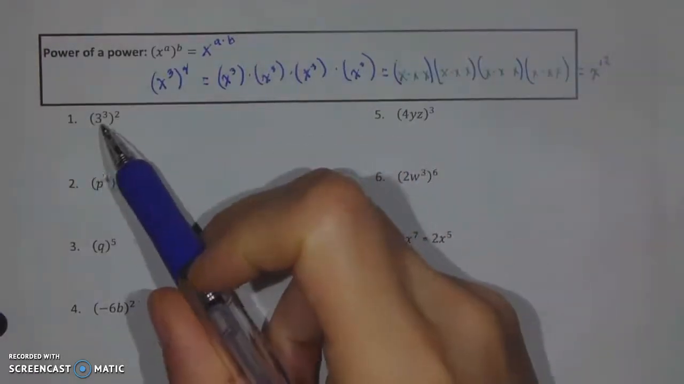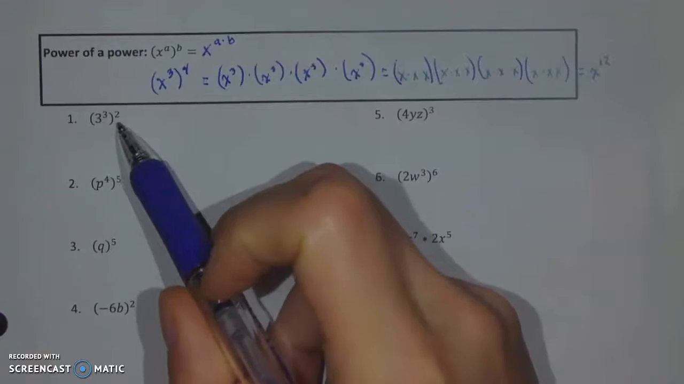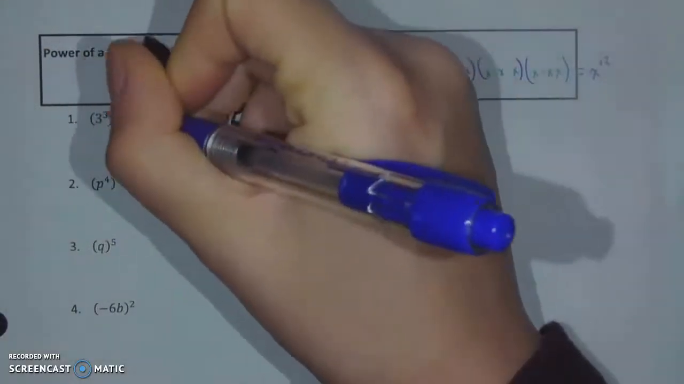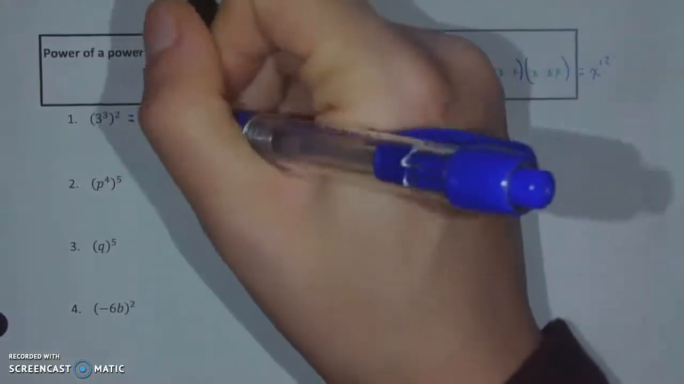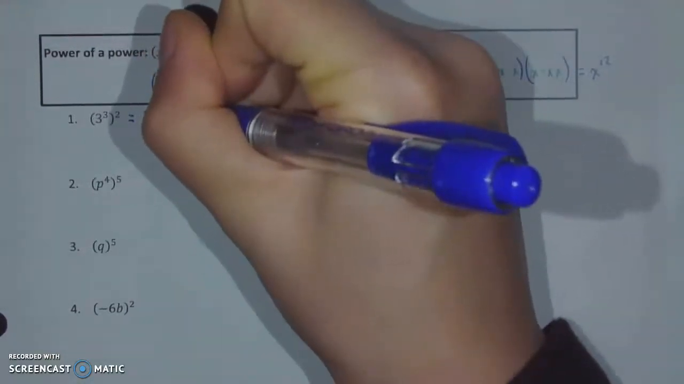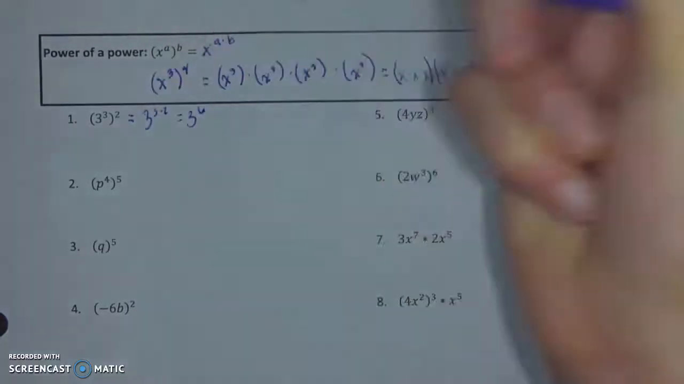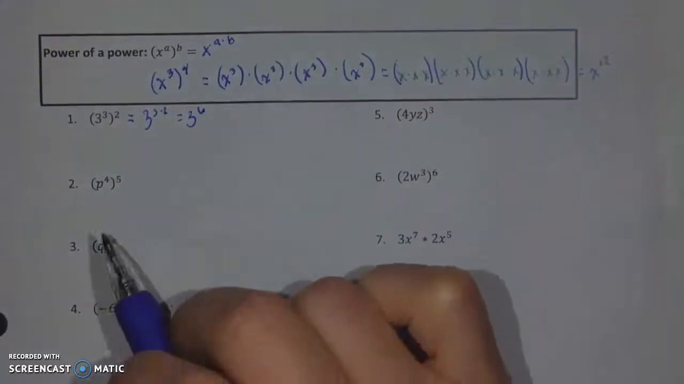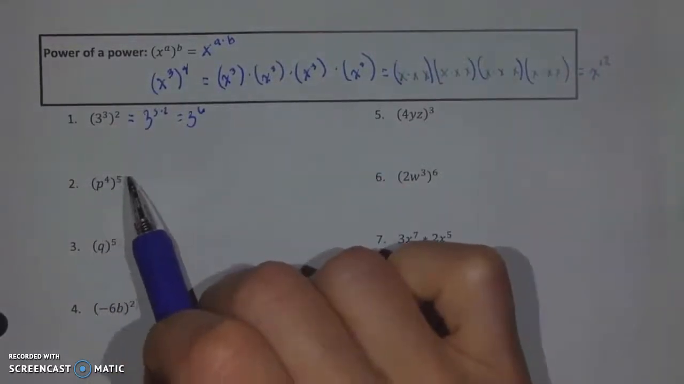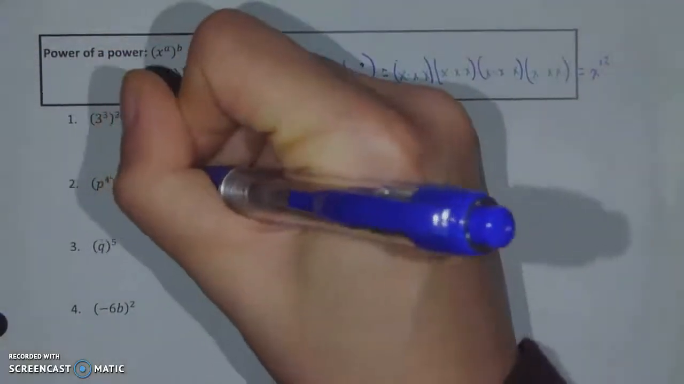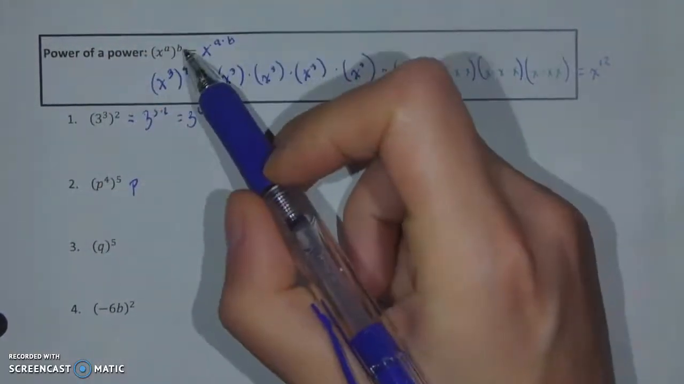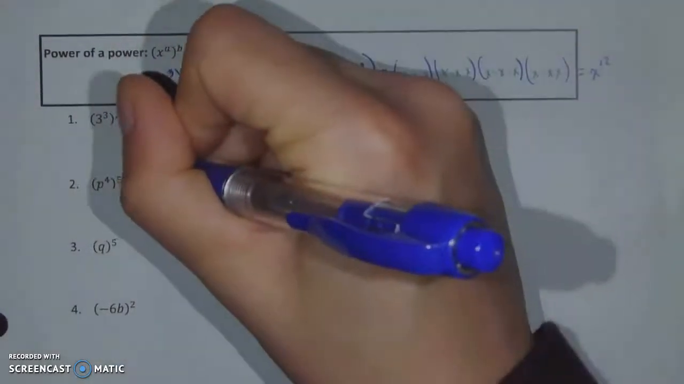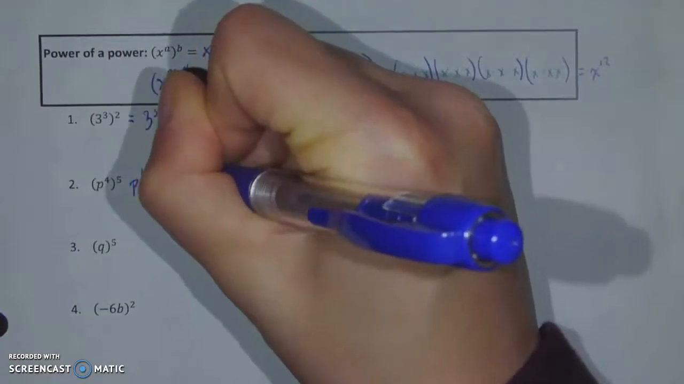And here is our first example. We've got 3 to the third to the second. 3 to the third to the second is the same as 3 to the third 2 times, or 3 to the 3 times 2, or 3 to the 6. And you can put both those into your calculator to see if they work. We can do the same thing with p to the fourth to the fifth, and that's just going to be p to the, well, since it's a power being raised to a power, it's going to be multiplication, so 4 times 5, or p to the 20th.